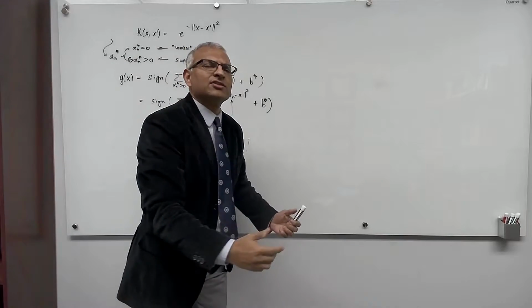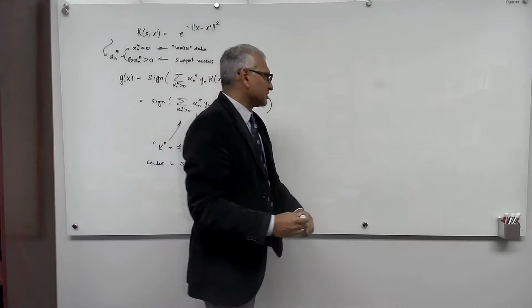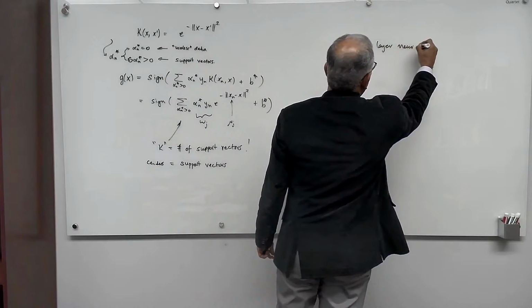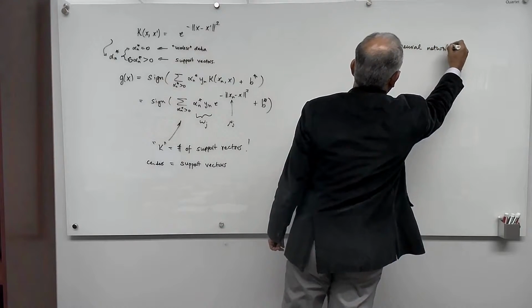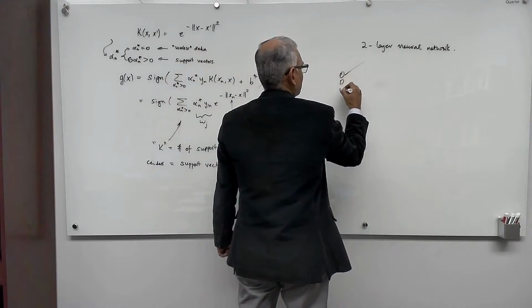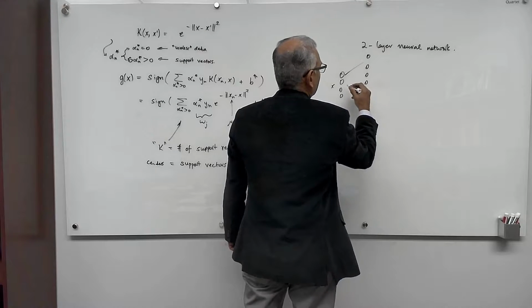The neural network. Let's look at the two-layer neural network in order to compare. Now, the deep network, we can't really make this comparison, but for the two-layer neural network, if you remember, there was the initial input layer. So you have X, then you have M hidden units.